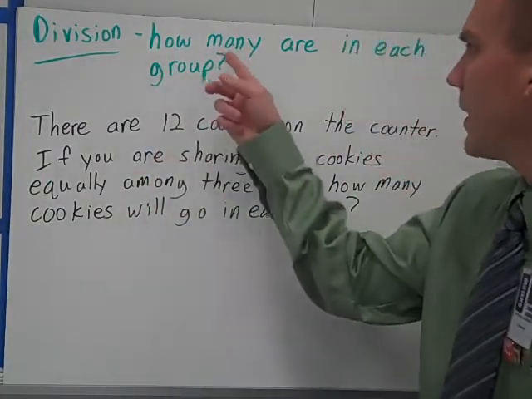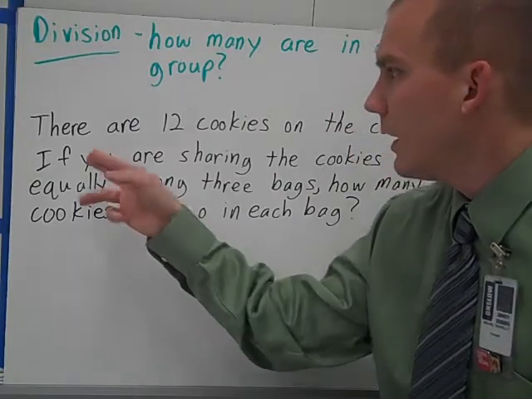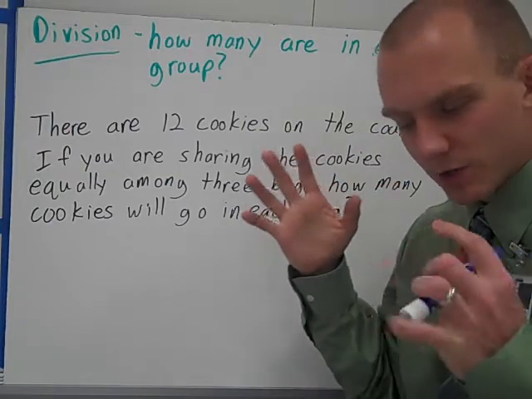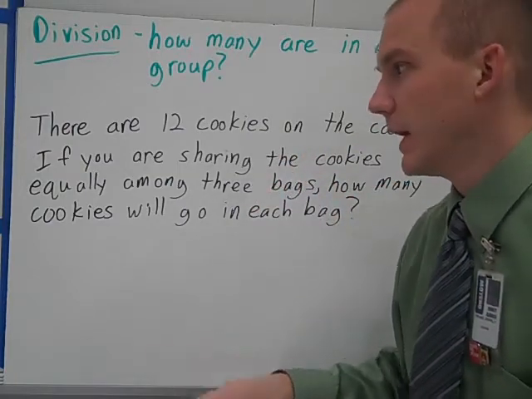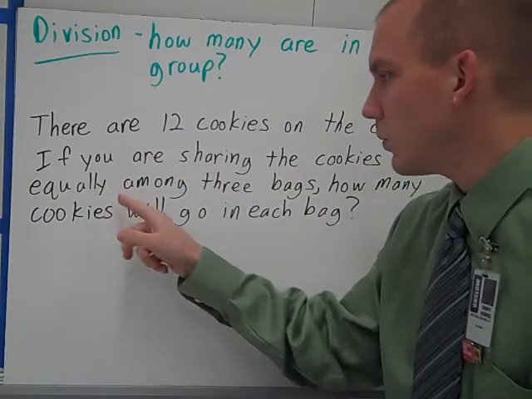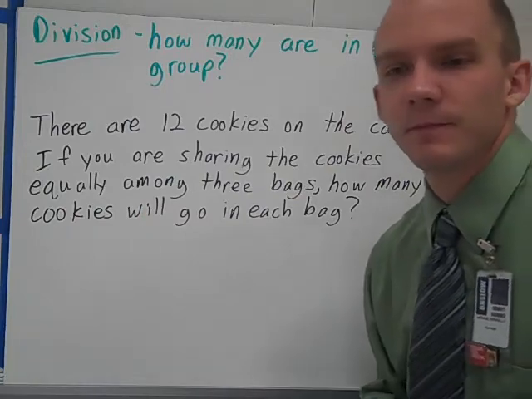Division. How many are in each group? That's the question we're going to answer today. There are 12 cookies on the counter. Picturing these nice 12 cookies sitting on the counter, if you are sharing the cookies equally among 3 bags, how many cookies will go in each bag?